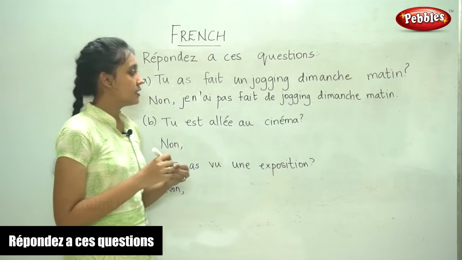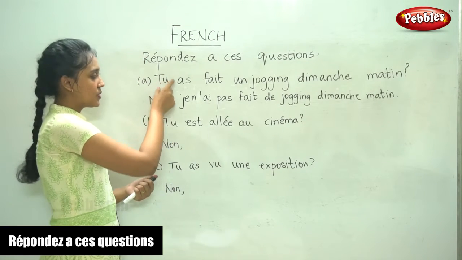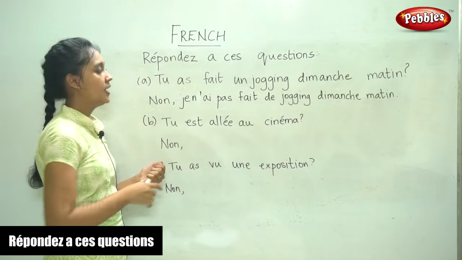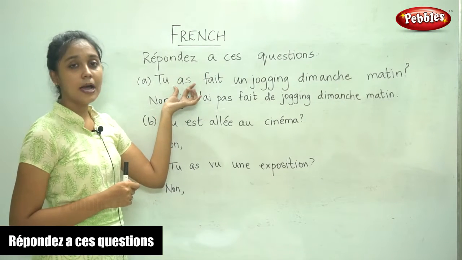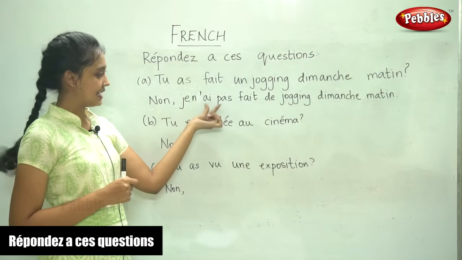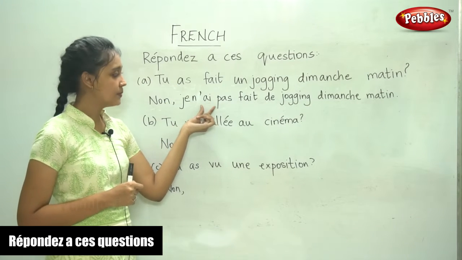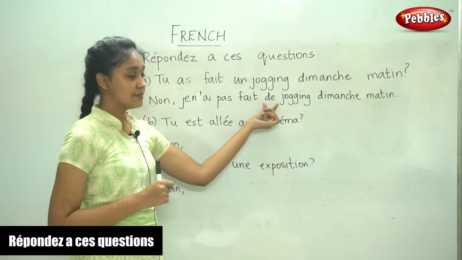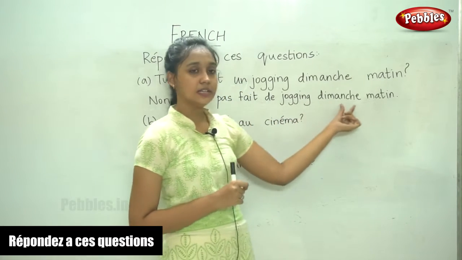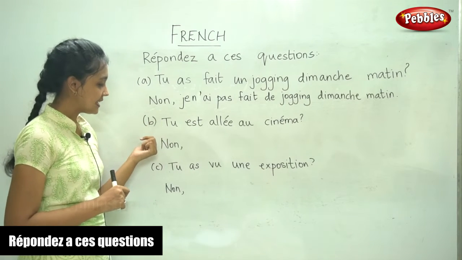So how did we do this? We answered the question. To answer the question, we need to change the subject, and we added ne and pas, ne before and pas after the auxiliary, which is avoir. For je, it is ai. Je n'ai pas fait, and un becomes de: de jogging dimanche matin. So let us move on to the next sentence.